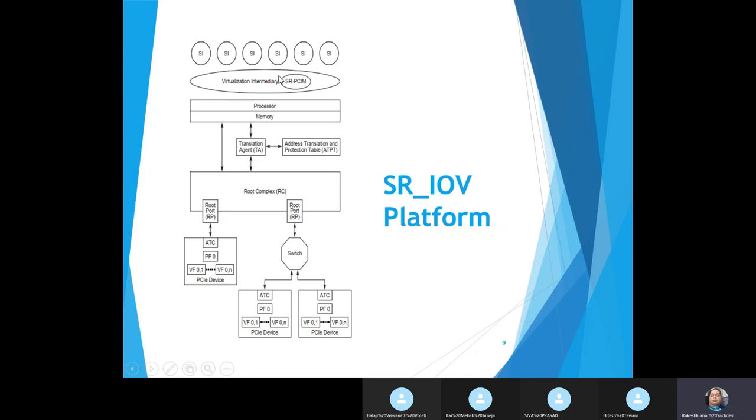Above the root complex, a driver is added. In the endpoint, virtual functions are added, and some other information is also added. That is a part of the SRIOV protocol. Am I making myself clear here? Is it clear right now?